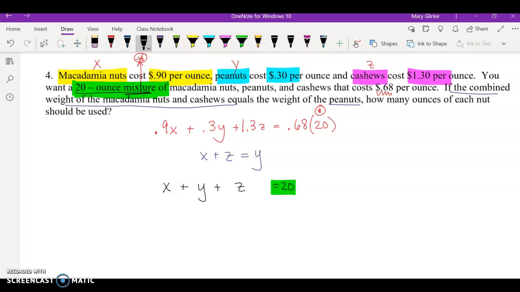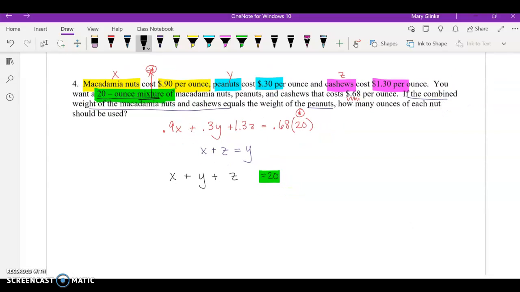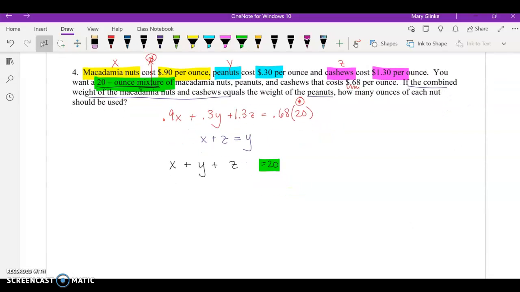At this point in time, if you need more practice with using elimination, feel free to solve this using elimination. Otherwise, you can practice solving this using your matrices. Either way, pause here if you haven't already tried this one and solve this equation, and then come back for the answer. So overall, we have 6 ounces of macadamia, 10 ounces of peanuts, and then 4 ounces of cashews.